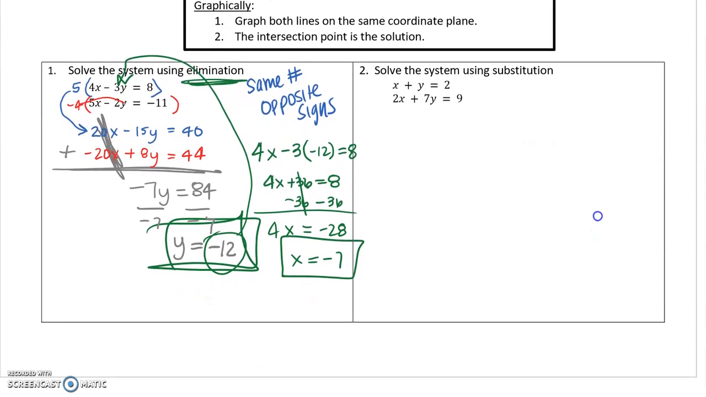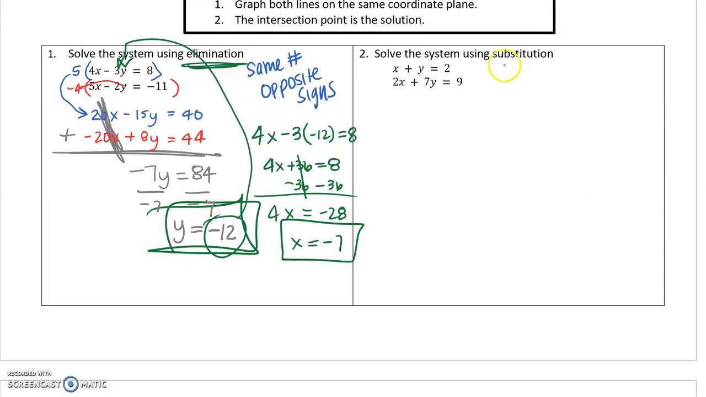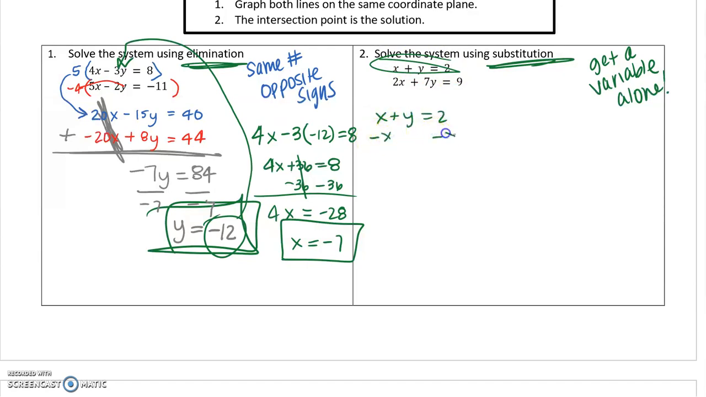Now, you can also solve by substitution. When you substitute, you want to get a variable by itself. It doesn't matter which one. You always want to try to pick the easiest. You want to avoid ending up with fractions. So in my situation, I'm looking at this top one. It's very easy to get either x or y by itself. I'll just subtract my x from both sides. So the x is gone from here, and I have y equals negative x plus 2.